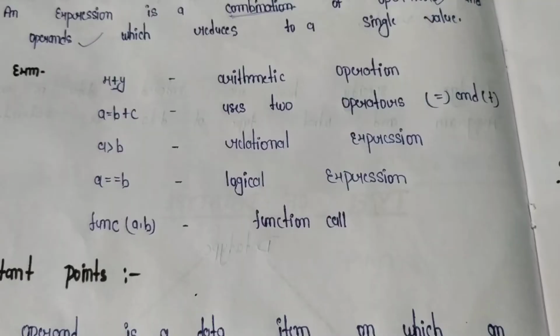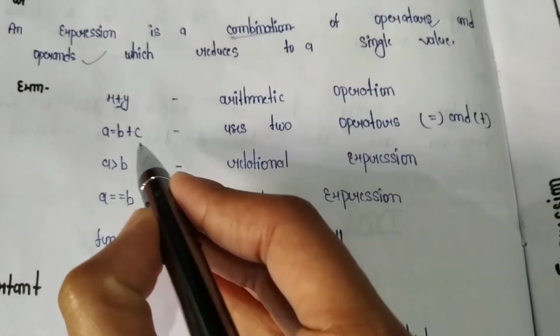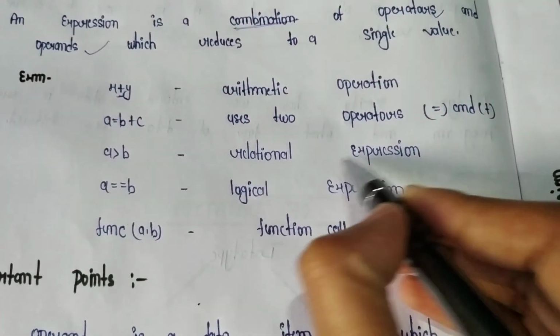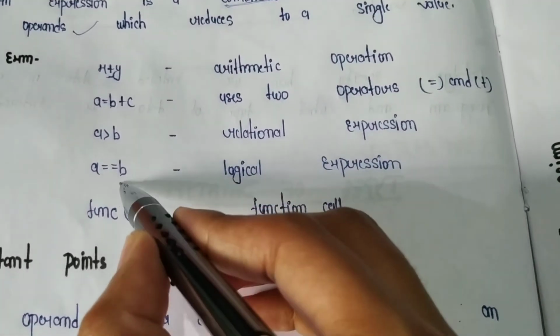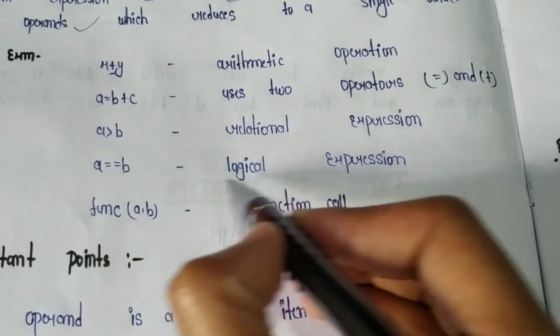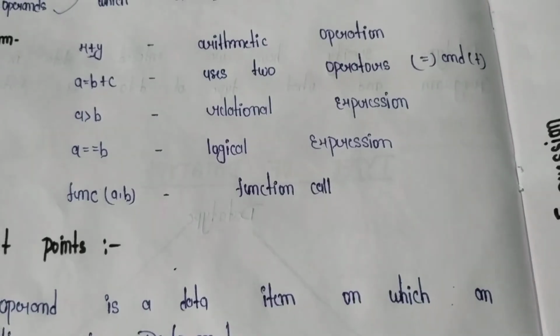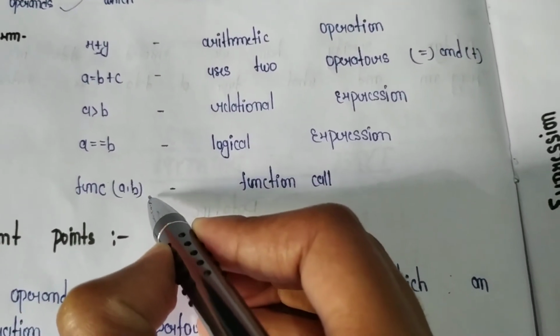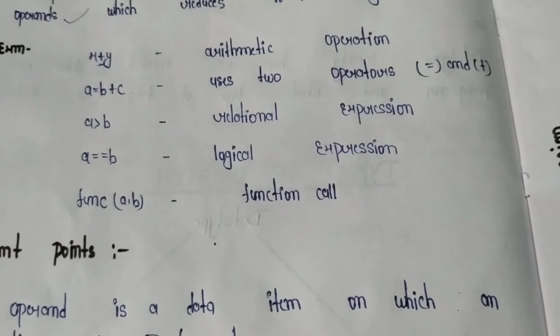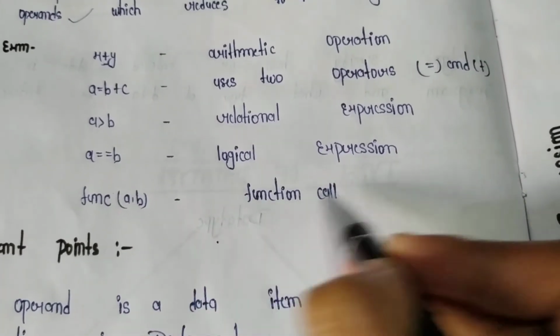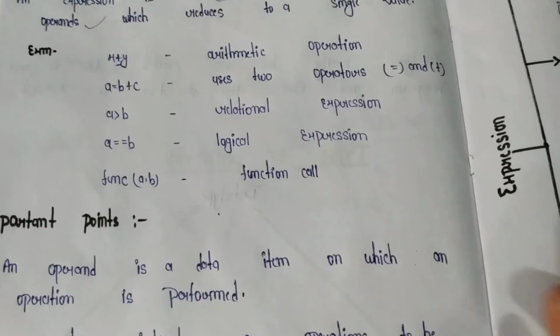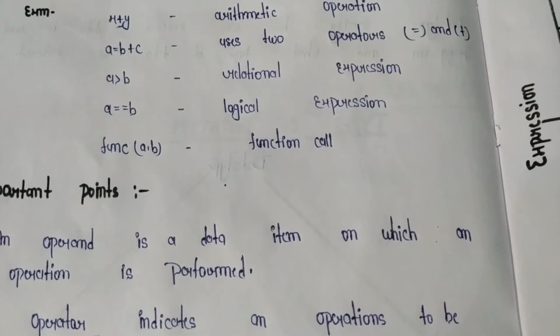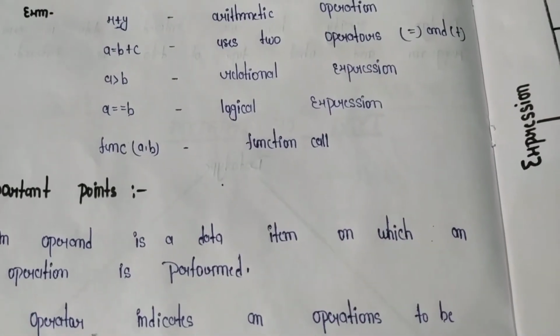And the next one is A is greater than B, which means a relational expression. This sign we have used for relational expressions. Clear? And the next one is A equal B, which means a logical expression. And the next one is fun(A, B) with left and right parentheses, which means a function call. In a C program, we also use a function call to change a value by a function.